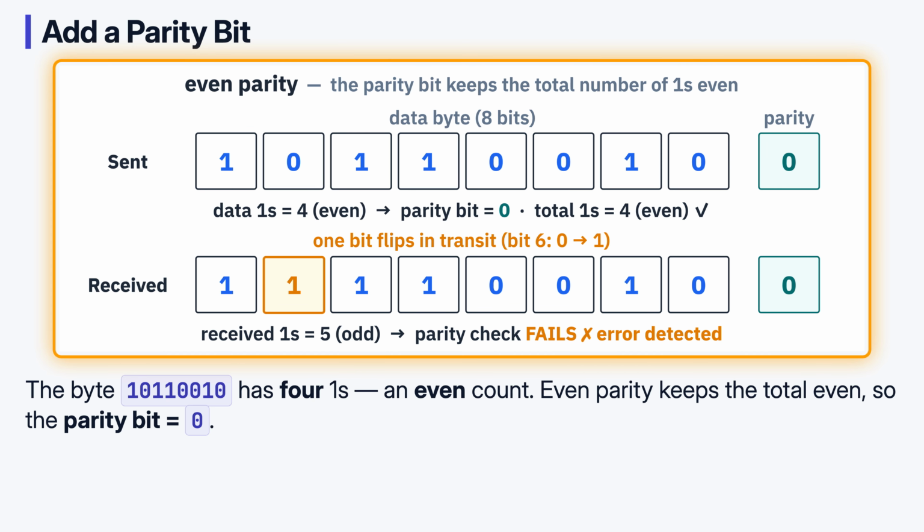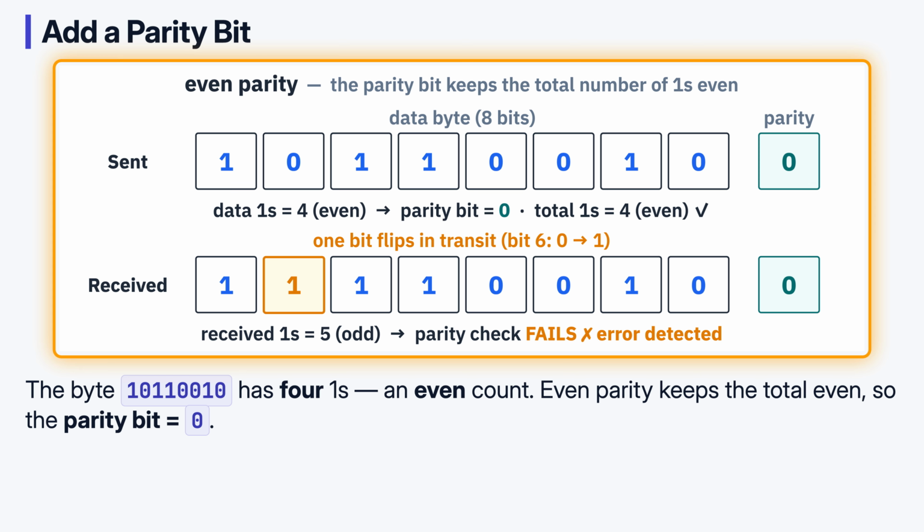Let's start with the cheapest defense there is. It costs exactly 1 bit. Before you send a byte, you count its 1 bits. Take the data byte 10110010. Count the ones. There are 4, an even number.